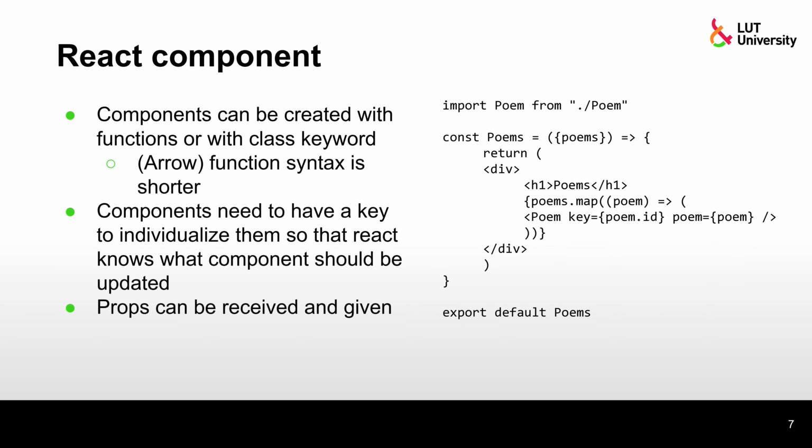Props can be given and received. Here poems is received, and then one poem is then given to the poem component. Let's have an example of this.